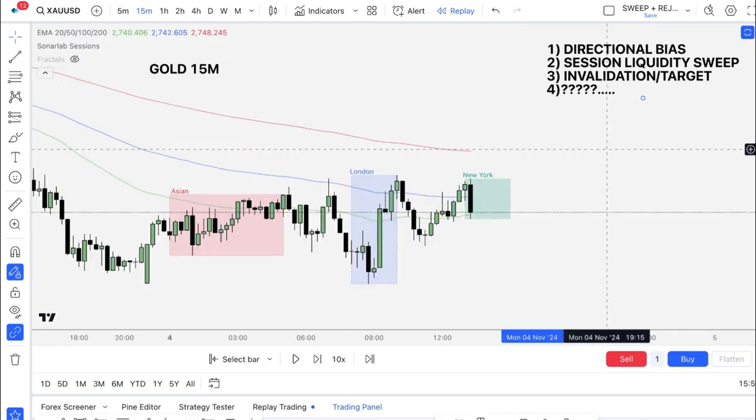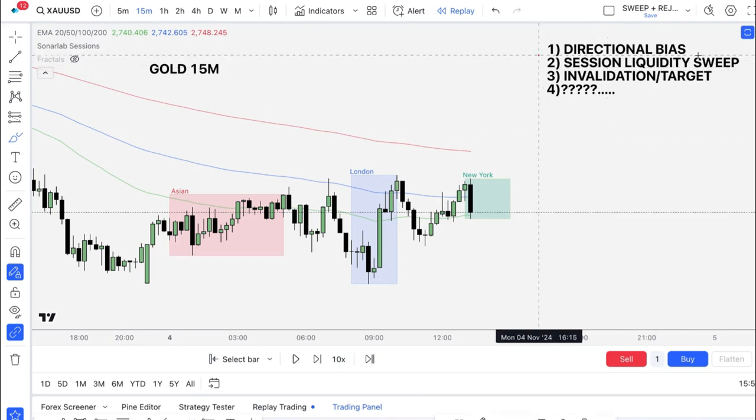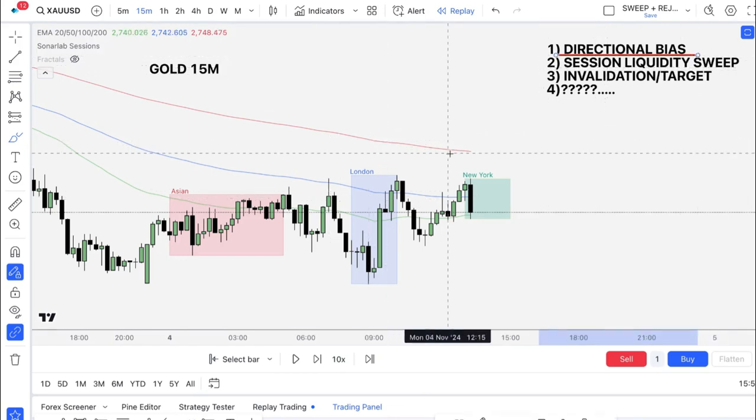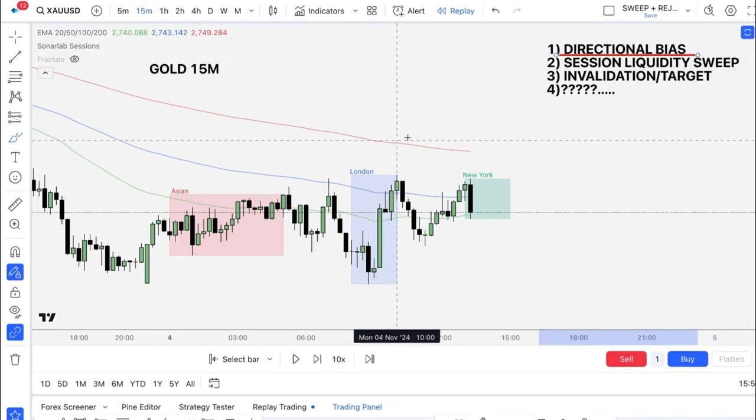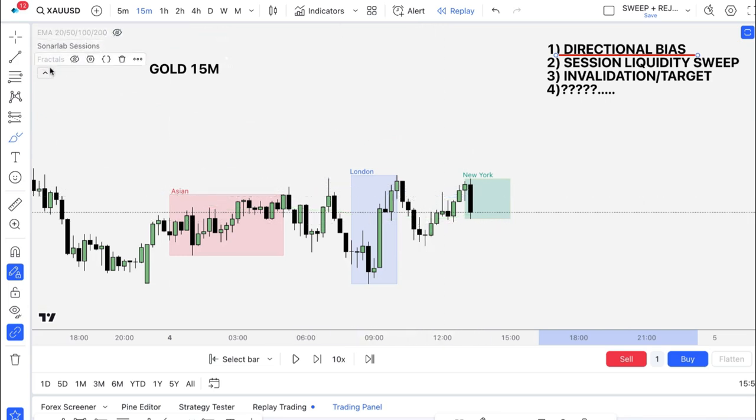Okay, so this is also on gold on the 15-minute time frame. Step number one, directional bias. So the EMAs, again, are all in order. The 200 is on the top, the 100 is in the middle, and the 50 is on the bottom. Therefore, we are only looking for shorts on this market.